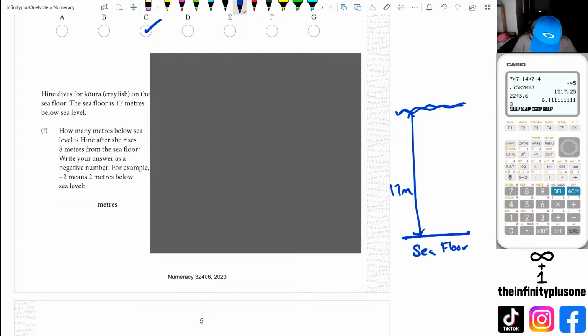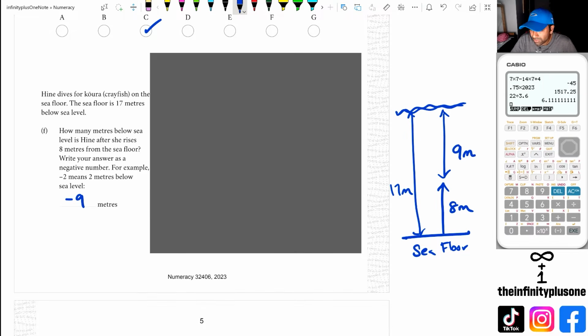Then what we've got is, how many meters below sea level is Hine after she rises 8 meters from the sea floor? So from the sea floor, she is rising 8 meters above the sea floor. Write your answer as a negative number. For example, -2 means 2 meters below sea level. So if she's coming up 8 meters, there is still 9 meters for her to reach the sea level. But because it's below sea level, we're going to write it as -9 meters.